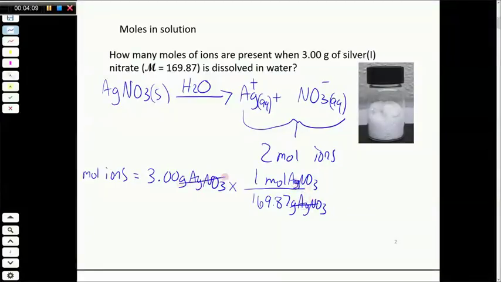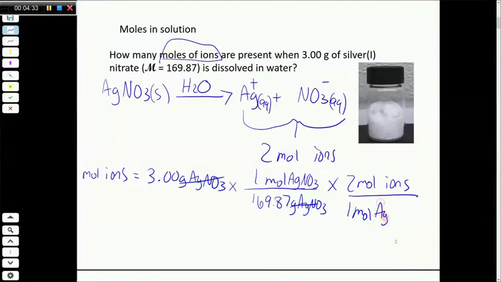But remember, that gives us the moles of silver nitrate, the intact ionic compound. And what we're interested in here is moles of ions. So we have to do one last step, which is recognizing that when this ionic compound dissolves, we're going to get 2 moles of ions for every 1 mole of AgNO3 that we dissolve.